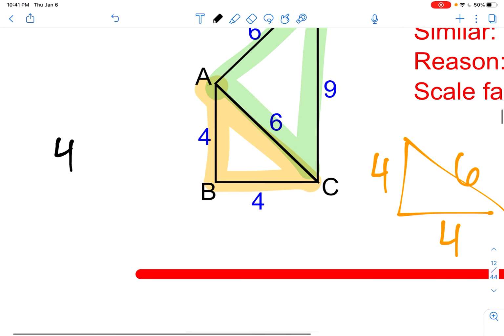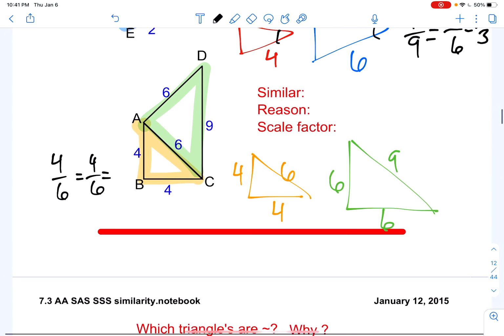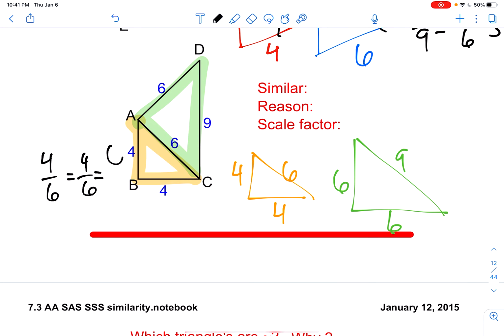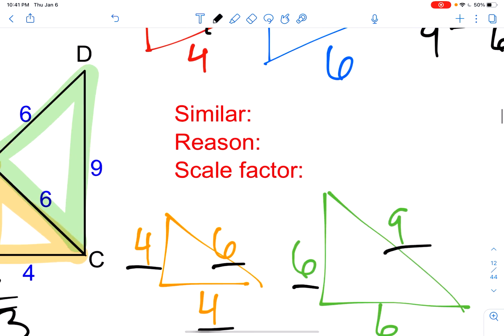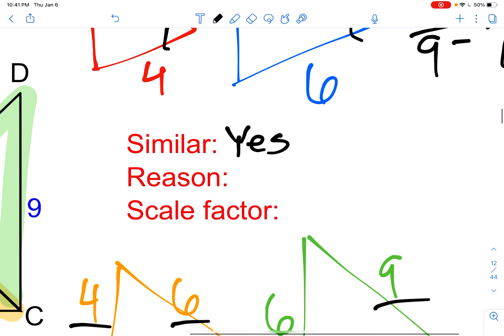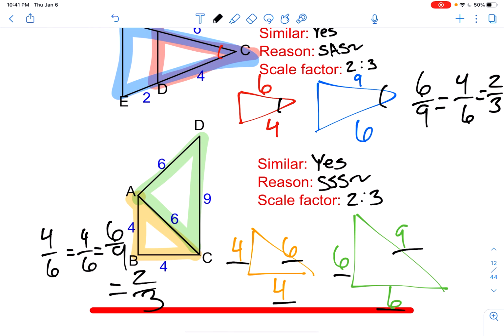So 4 is to 6, as 4 is to 6, as 6 is to 9. See how those sides are proportional or corresponding to one another? And again, are all those proportional? The answer is yes, and it's a scale of 2/3 again. So similar, yes. By side, side, side similarity, scale factor being 2/3 again.